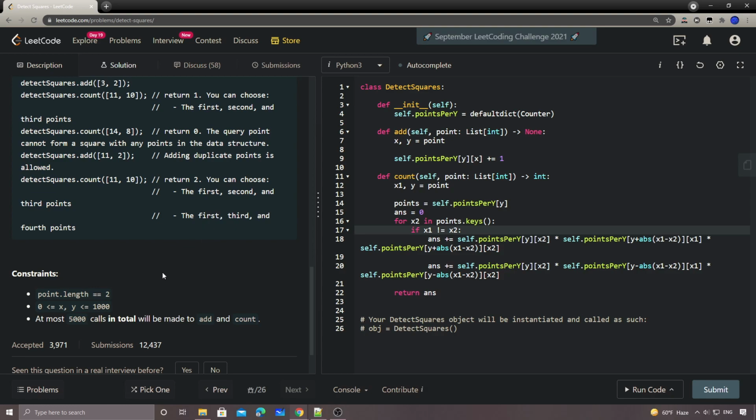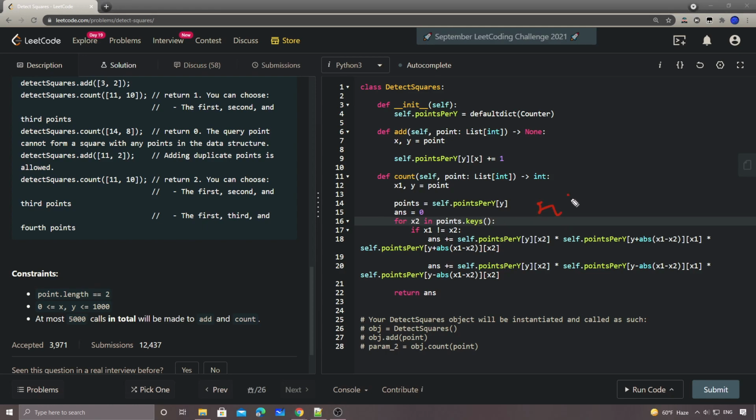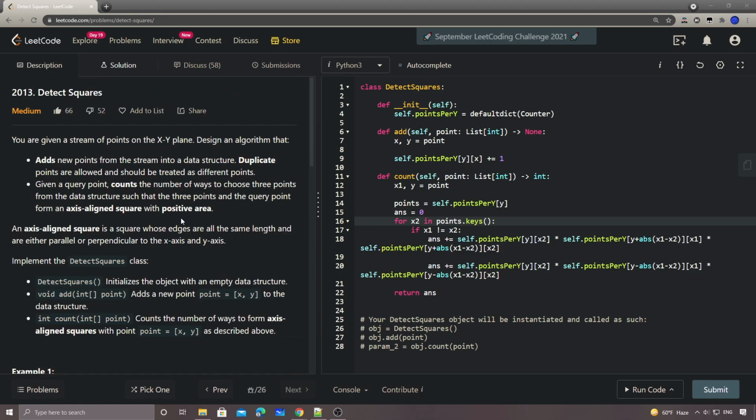Regarding the time complexity, there are 5,000 calls for this, and for each call here we have a for loop, so it's close to n square time complexity. I think for this one, nothing too fancy, because this one only asks us to detect squares instead of rectangles, which is why all we need is this one nested dictionary.